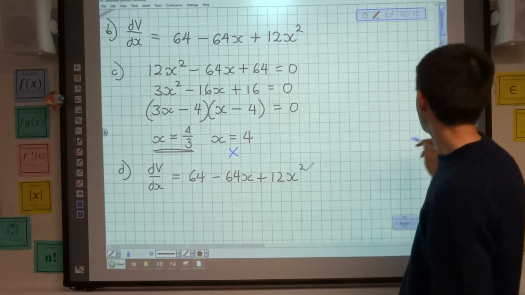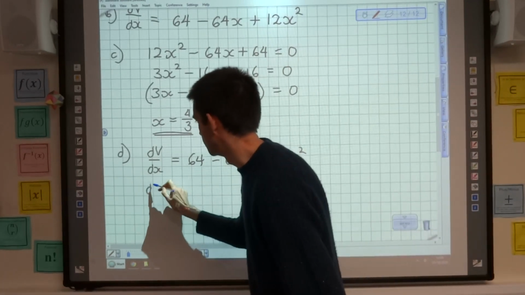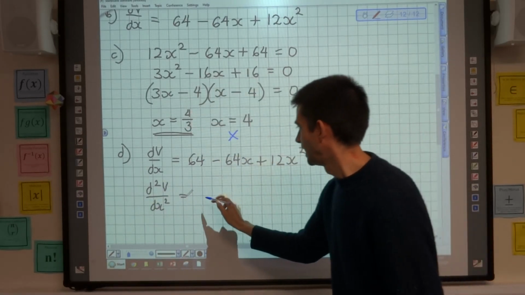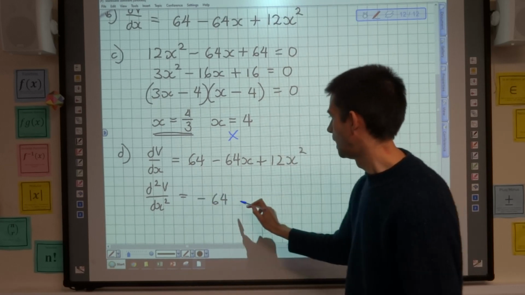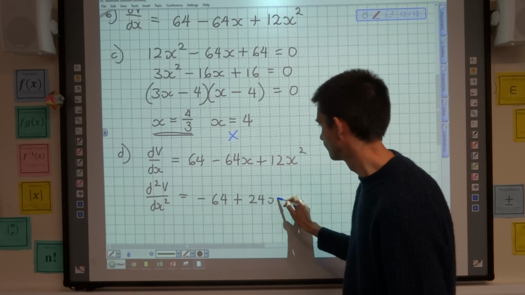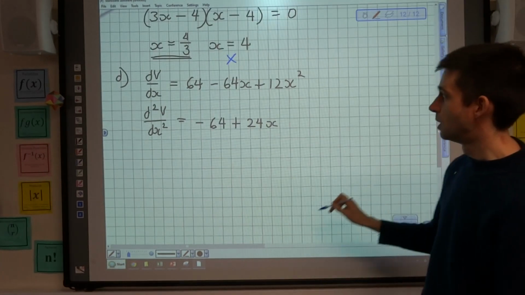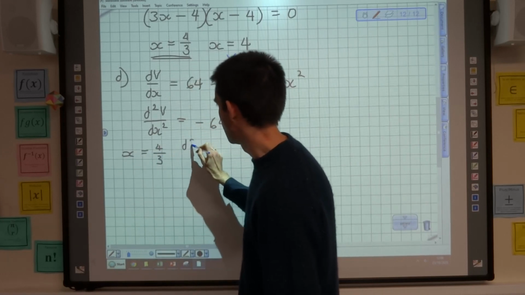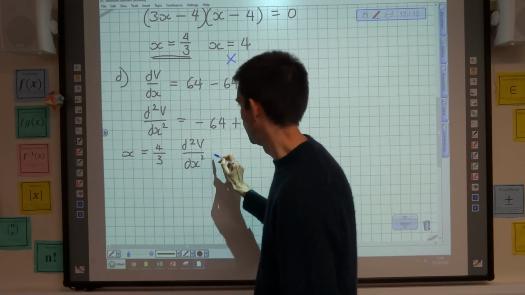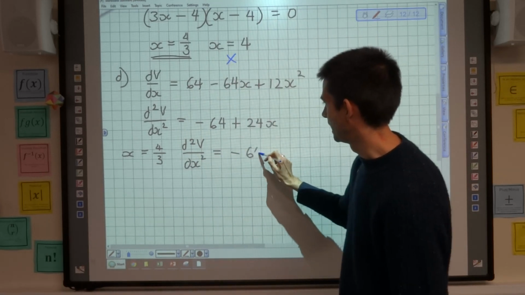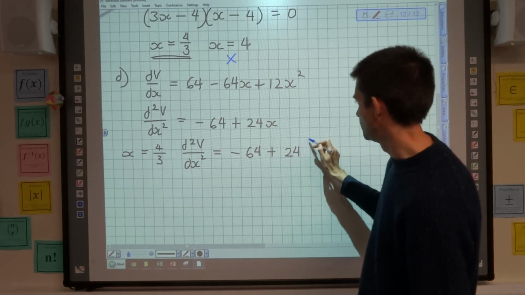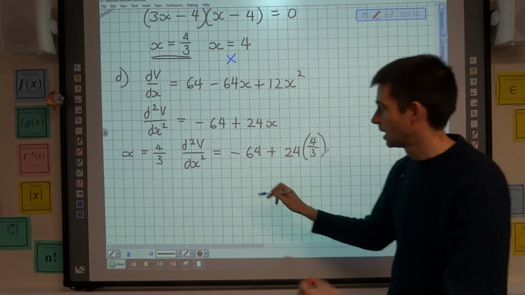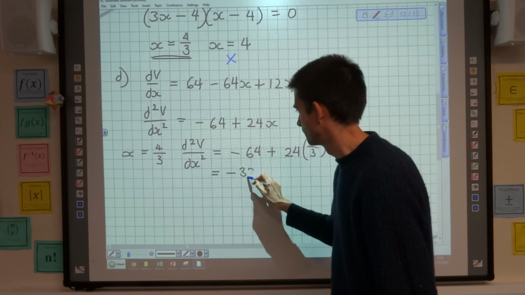We must go back to our original expression for dv/dx, not what we manipulated it to solve in part C. So for my second derivative, I'm just going to differentiate each term of dv/dx. So the second derivative of v, I'm going to get negative 64 plus 24x. Now, using my value of x of 4/3, I'm going to evaluate the second derivative by substituting in x is 4/3. So I'm going to get negative 64 plus 24 lots of 4 over 3.